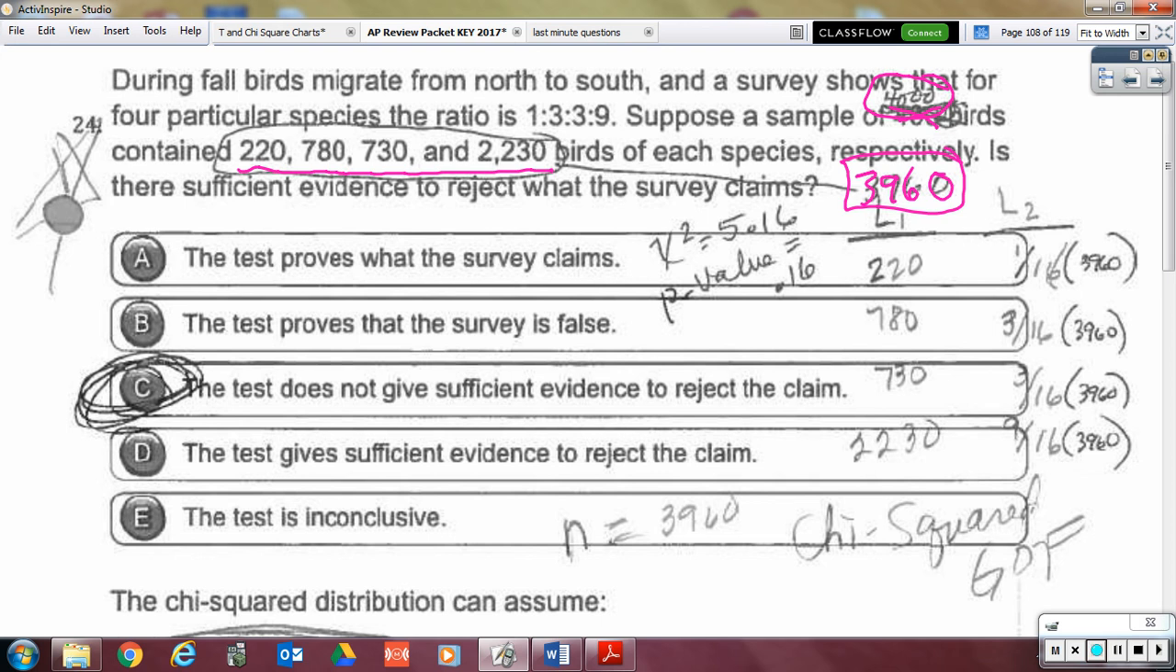And so these are the actual grade distribution. So this is what was observed. That will go into your list 1. What is observed goes into your list 1. So I put my 220, my 780, 730, and 2230 into list 1.